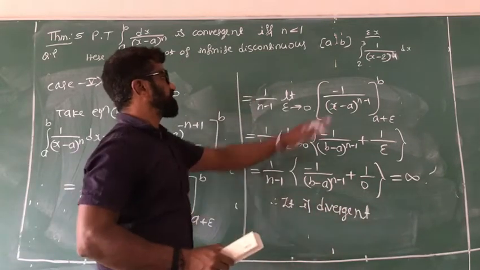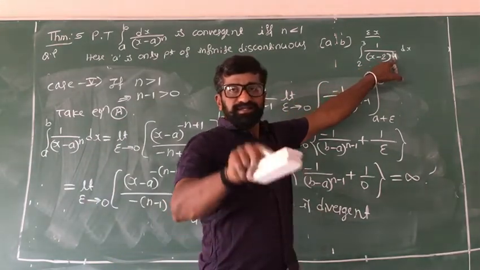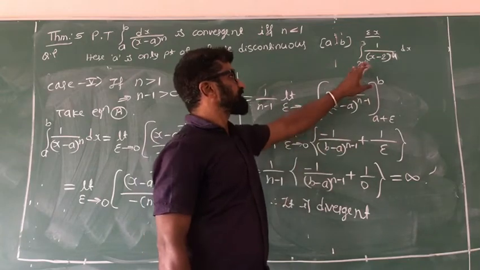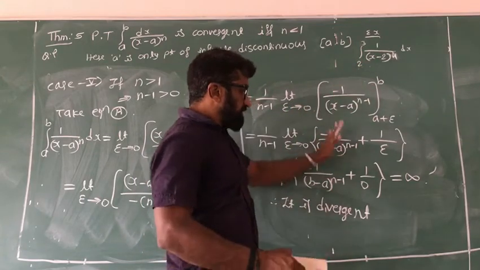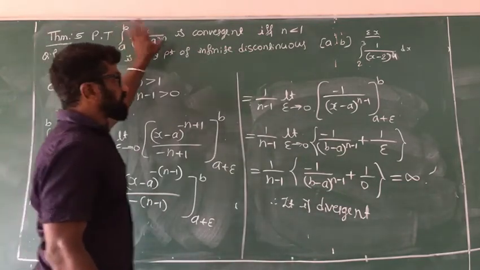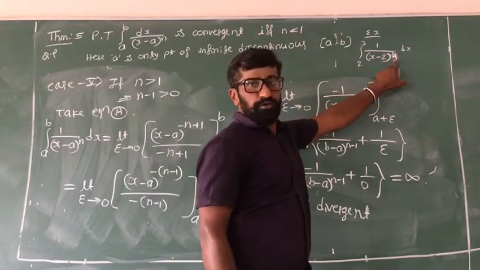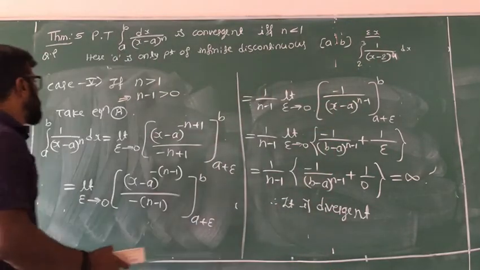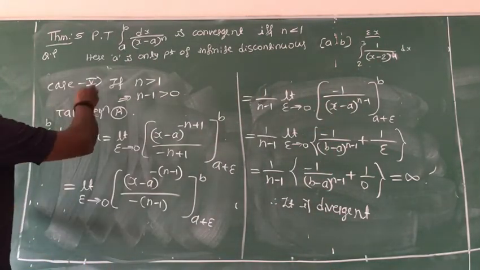Direct rule. For example, it is this. 4 is greater than 1. So this integral is divergent. In the previous example we took the limit, but here, by using this theorem, when n is equal to 4, which is greater than 1, this integral is divergent directly. So next, last case 6.